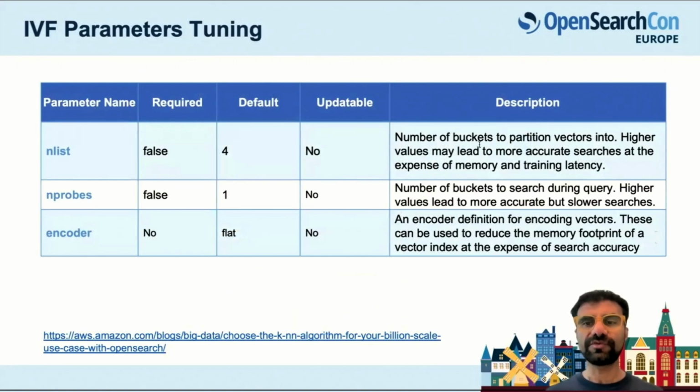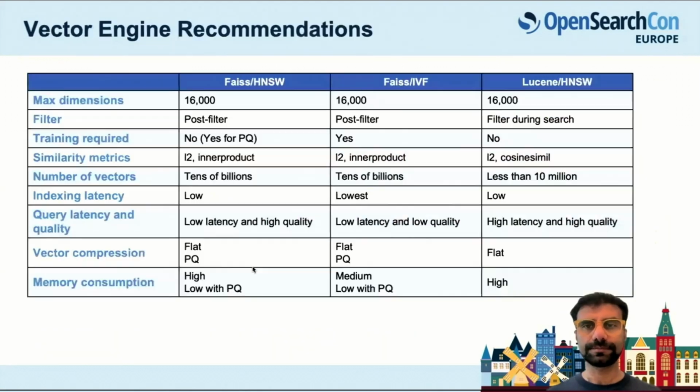Nlist is the number of buckets to create. A higher value of nlist will result in longer training times, but may improve the granularity of the result. Nprobes is the number of buckets to search. Again, a higher value will mean a longer search time, but better approximation. Encoder is similar. You'd use this parameter to reduce memory consumption when search accuracy is a little less important.